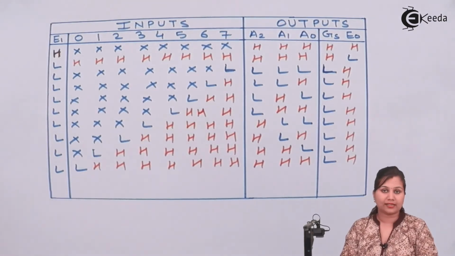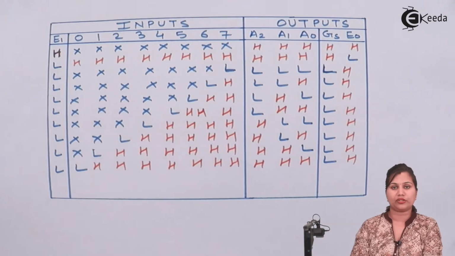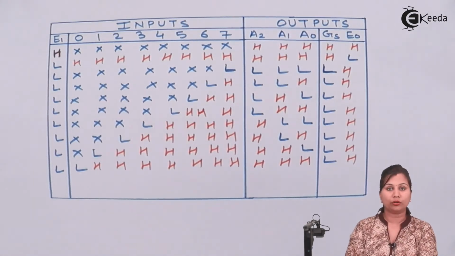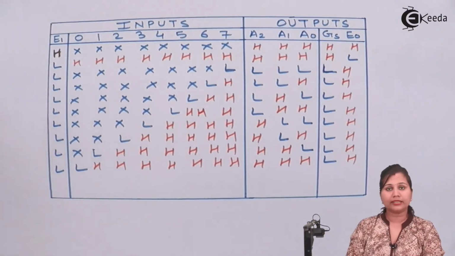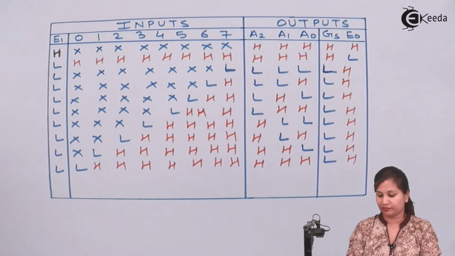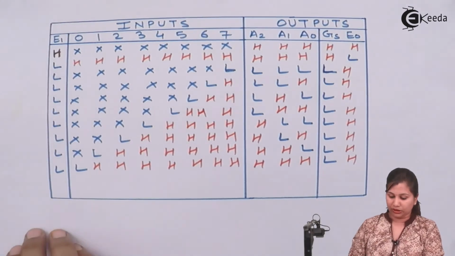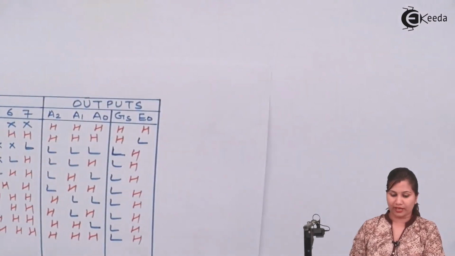So the encoder is just doing the reverse of decoding. In decoders we decode the code for each input, and in encoders we provide the code for each of the inputs. Now the last tri-state logic device which we are going to study is the latch.